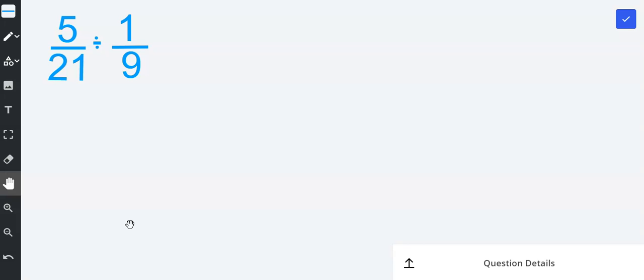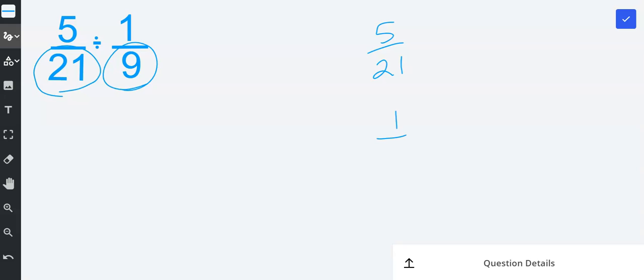Next, I'm going to write these two fractions vertically because I'm noticing that they have different denominators. So I'll record 5/21 vertically, and I'll also record 1/9 vertically, and I'll write an equal sign. Then I'm going to need to come up with equivalent fractions that have the same denominator, so I will be set up for dividing these fractions.